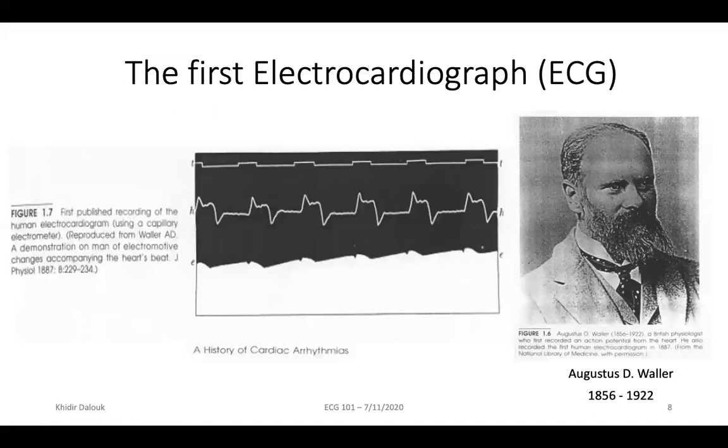The first ECG was recorded by Augustus Waller. He was a British physiologist who used the Lippmann capillary electrometer to record ECGs. And as you can see, he recorded a couple of waves. They were mainly ventricular waves at that time, and he called them V1 and V2. He was a physiologist, and he noted that these waves are coming from the ventricle, so he named them V1 and V2.